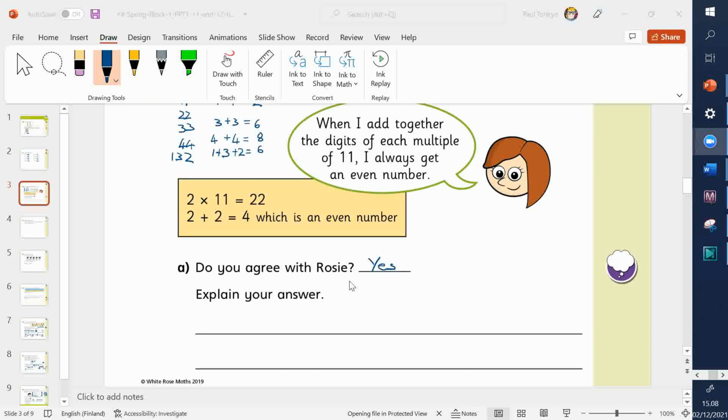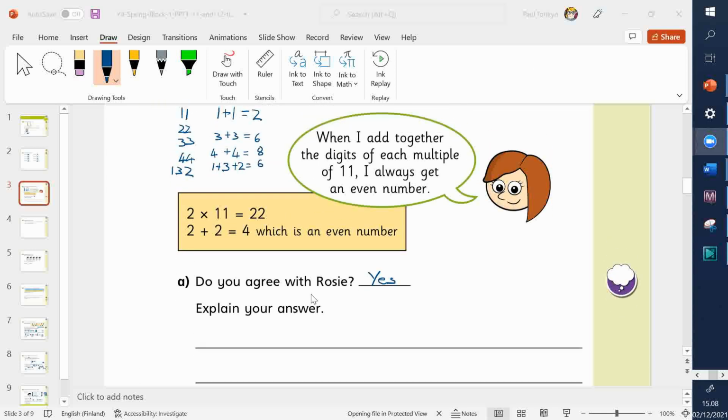Okay, and then explain your answer. Well, you can say that after testing out using different multiples of the 11 times table, you always got an even number. Shall we try 10 times 11? That would also be, yeah, because you'd add a 0, and that would also be 13.